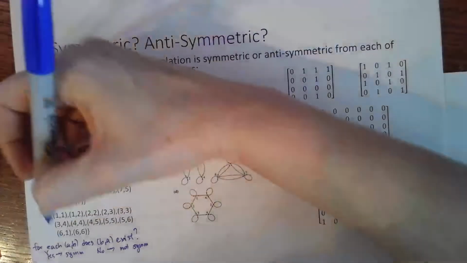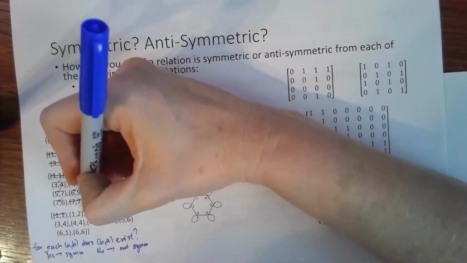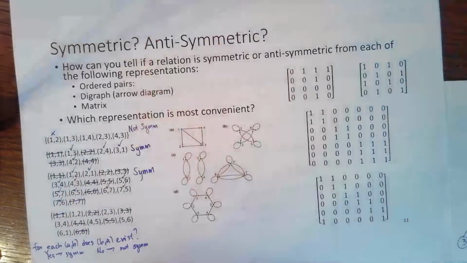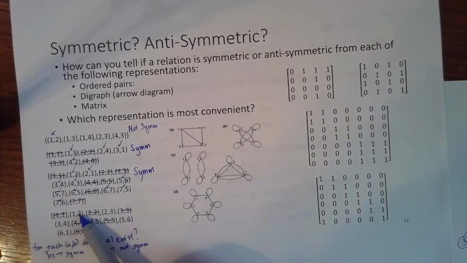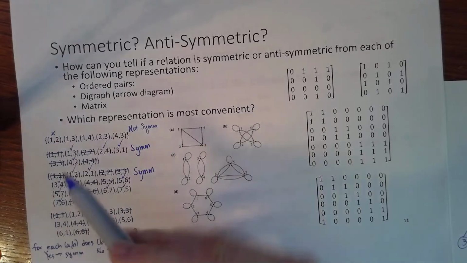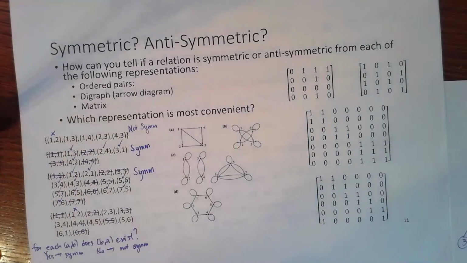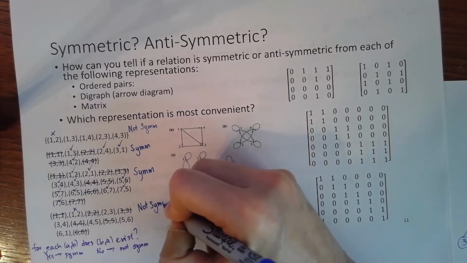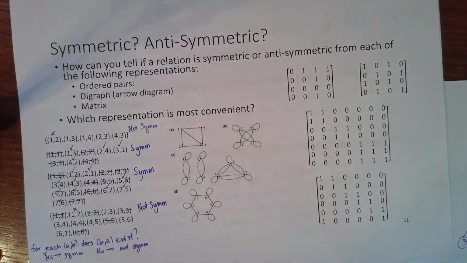And the last one, again, let me take out (1,1), (2,2), (3,3), (4,4), (5,5), and (6,6). Okay, (1,2). Does (2,1) exist? No. Okay, so already I can see this one is not symmetric. Okay. How about anti-symmetric?